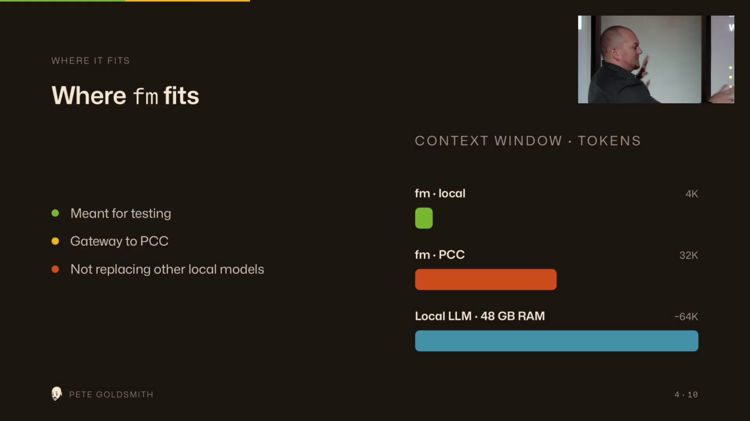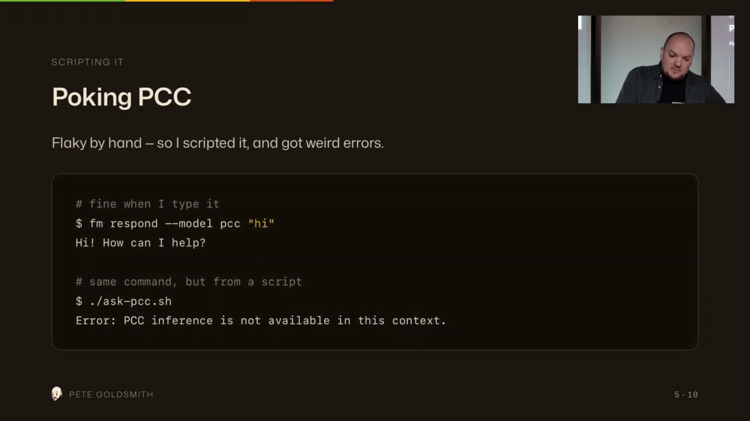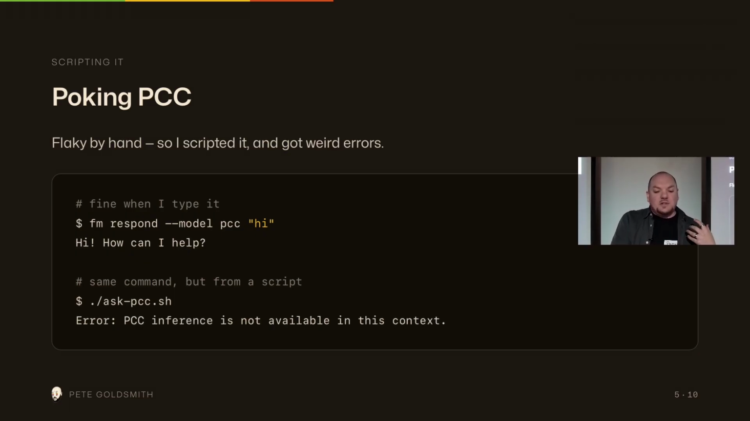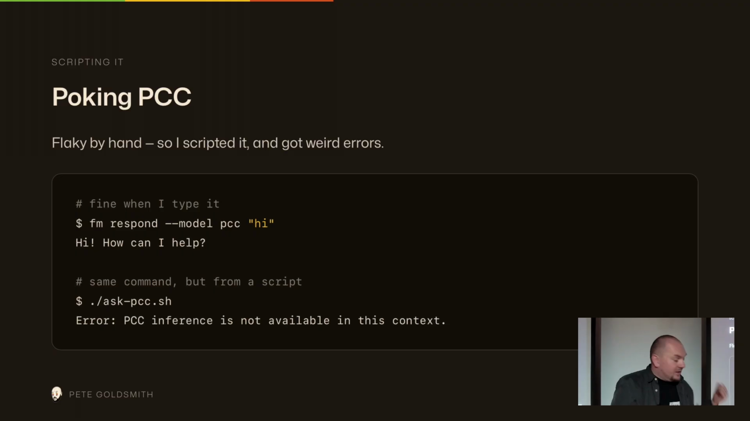Your Claudes and ChatGPTs and Codexes and all of that, they're much bigger than that. So this isn't going to replace that. But it's meant for testing and understanding what Apple Foundation models are capable of. I started poking it. I started putting it in a script. And when I was trying to script the private cloud compute model, I started to get this error message that was "inference is not available in this context."